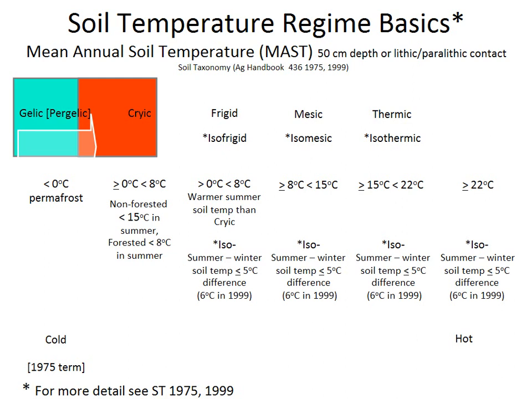And just for a little history on soil taxonomy, back in 1975 when this model was constructed, the definitions were a bit different. I think there was a less than 5-degree difference between the summer and winter soil temperatures at that time, and I believe that was changed to 6 degrees in 1999.